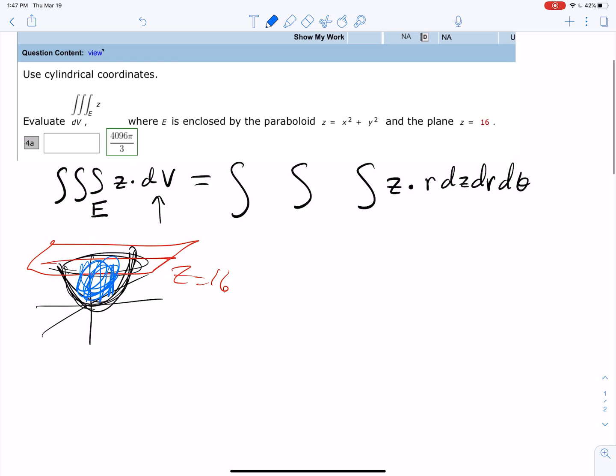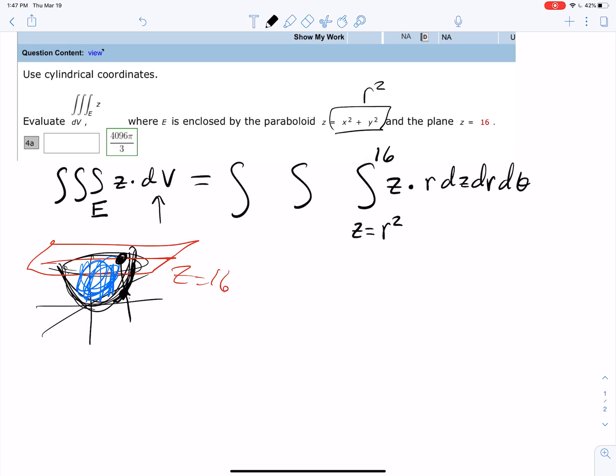All right, and so we'll start with the z-coordinates. So the z-coordinates start here on the paraboloid below, and they go up until they hit the red plane there. So the z-coordinates should go up to z equals 16, that's the top, and they should start at z equals x squared plus y squared. Well, that's r squared in polar coordinates. So that's my bounds on the z's.